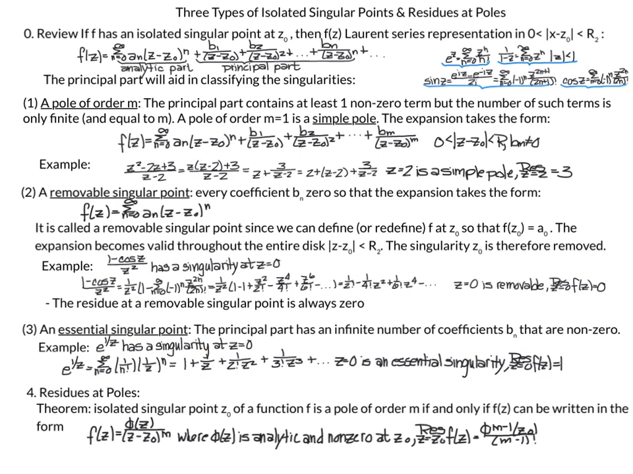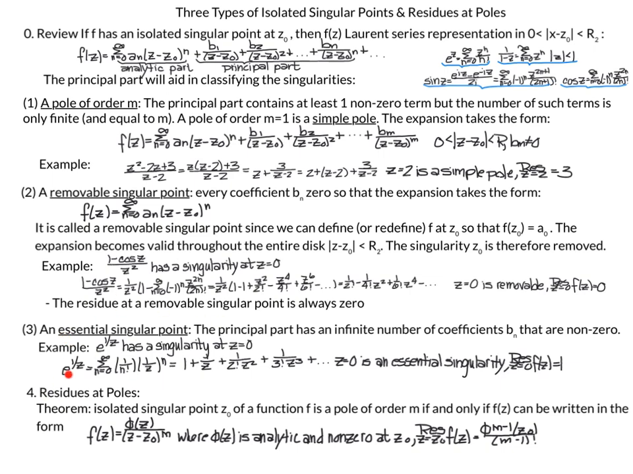So the three types of singularities all depend on the principal part. We have three possibilities for the principal part. Either we have no terms in the principal part, a finite number of terms, or an infinite number of terms. If we have no terms, we have a removable singular point. If we have a finite number of terms, then we have a pole. If we have an infinite number of terms, then we have an essential singular point.